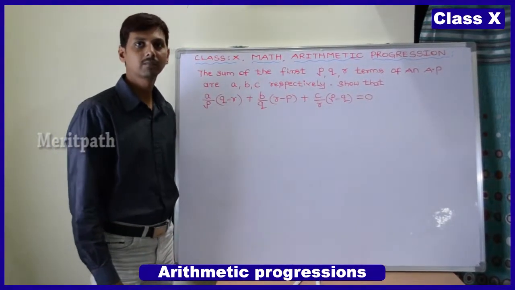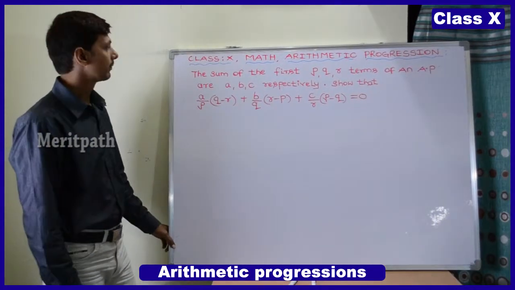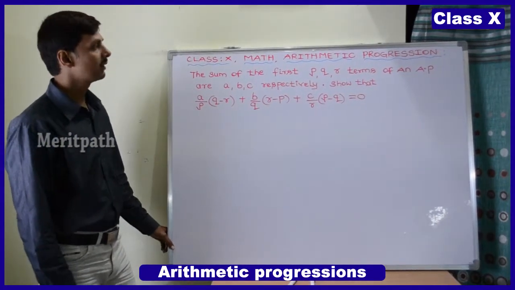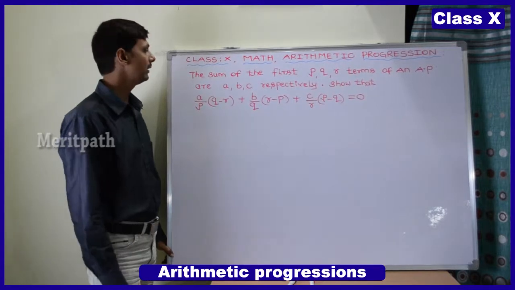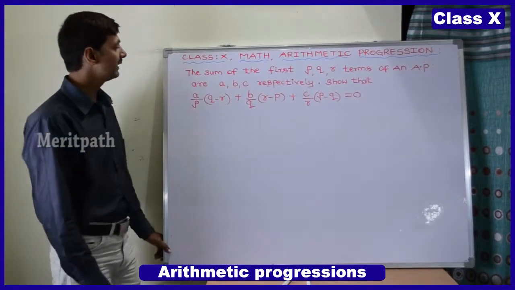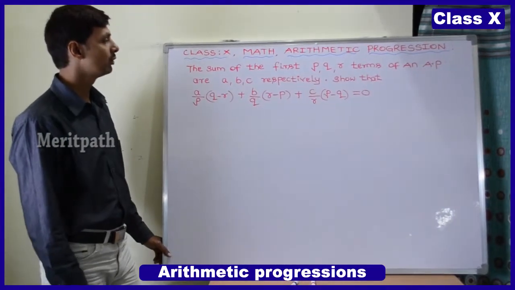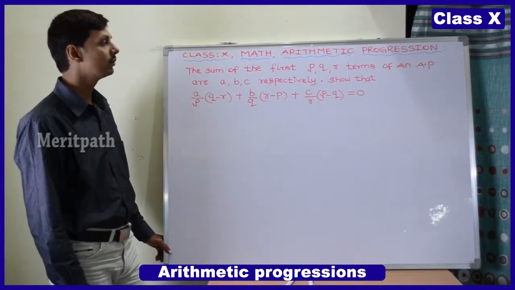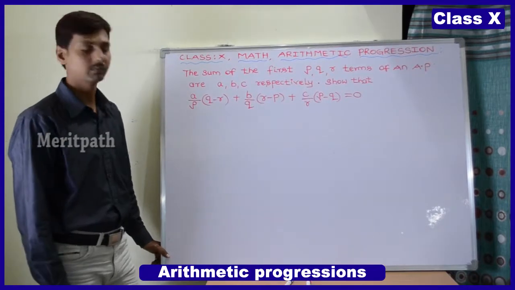Arithmetic progression. The sum of first P, Q, R terms of an AP are a, b, c respectively. Show that a/p (q − r) + b/q (r − p) + c/r (p − q) = 0.